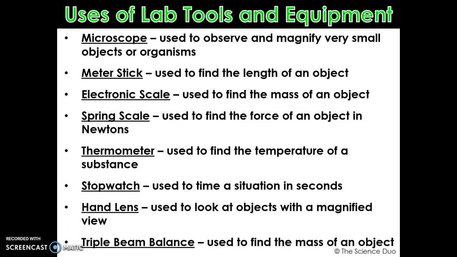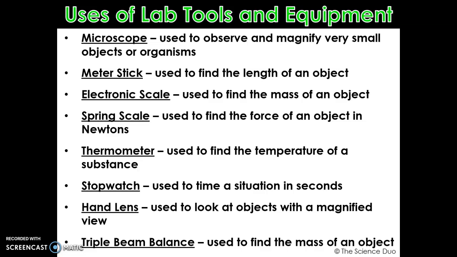Our microscope is used to observe and magnify small objects. Typically microscopes are used more in biology, just because you're learning about the cell and all that fun stuff. Meter sticks are used to find the length of an object, so you're measuring with the meter stick. Electronic scales are digital scales, so they just measure the mass of an object, typically in grams. Spring scales are used to find the force of an object in newtons.